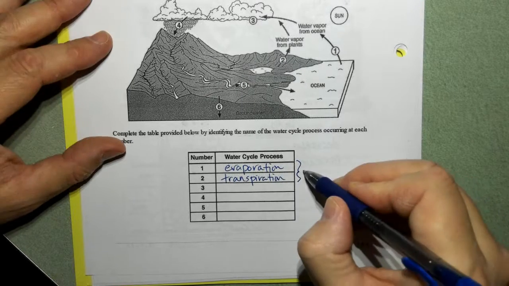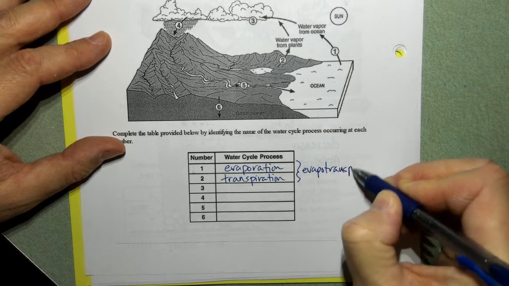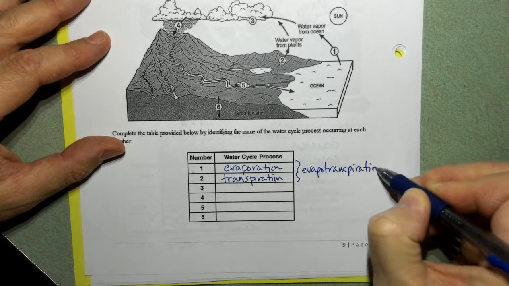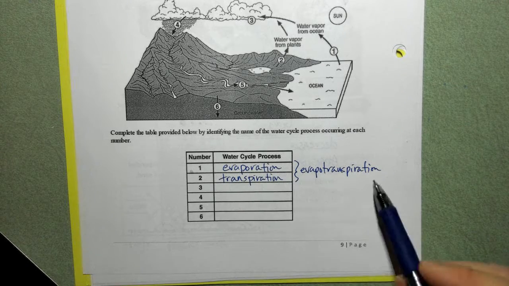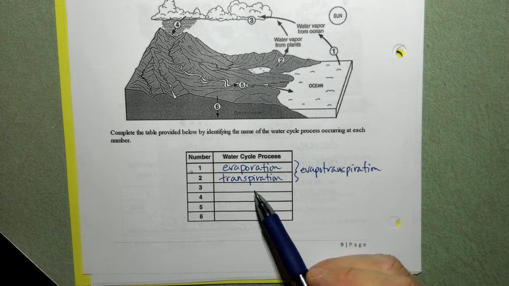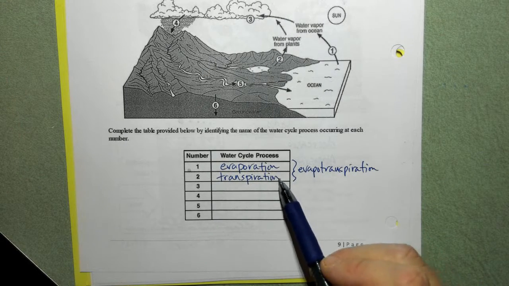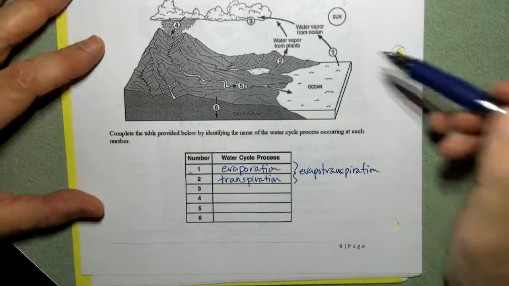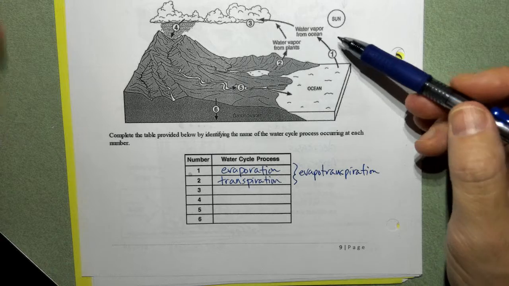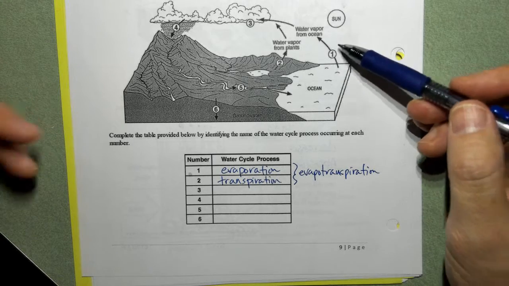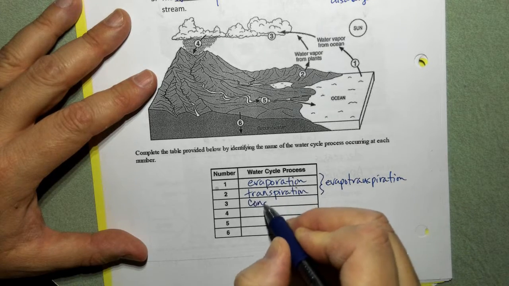Every once in a while we run into this word. It's a combination of these two words. It's called evapotranspiration. Evapotranspiration is simply all of the ways that water gets evaporated into the atmosphere from the water and from plants. Now, when that water vapor gets into the atmosphere, it rises, it cools down, and it condenses to form clouds. So 3 is condensation.